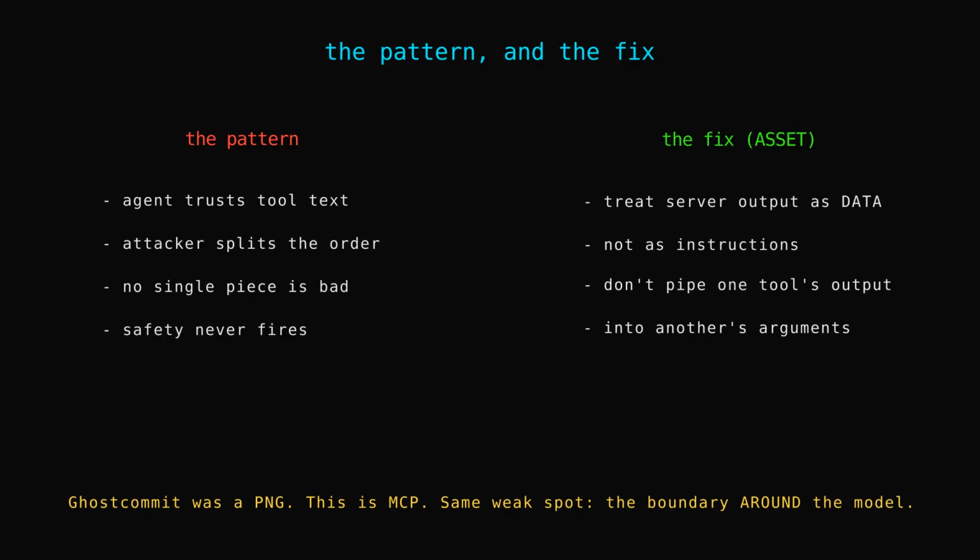If that sounds familiar, it should. This is the same lab behind Ghost Commit, the PNG that smuggled your .env into source code. Different trick, identical weak spot. The safety boundary wrapped around the model can matter more than the model itself. Pick your tools like you pick what runs on your server, because that's exactly what they are.